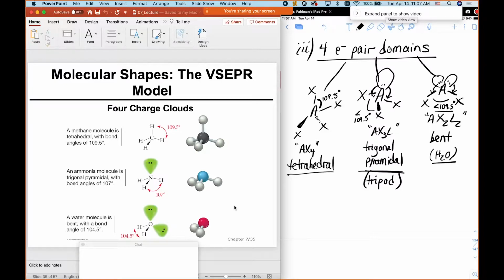Okay. I've got some Chem 101s to give you an idea of what questions to expect on exams. So we'll get into those after we finish all these shapes here.